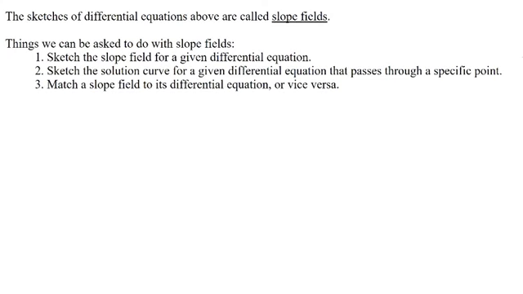Second, sketch the solution curve for a given differential equation that passes through a specific point. That's where we start at a point in the slope field, and then follow the lay of the land, so to speak. The third thing we might be asked to do is match a slope field to its differential equation, or vice versa. That's what's going to show up on the multiple choice every time. It's going to be either, here's a slope field, which of these differential equations describes it, or here's a differential equation, which of these slope fields is a slope field for that differential equation.